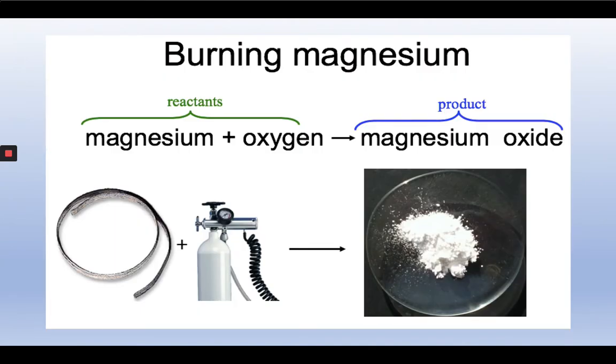So this is what happens as another example, this time looking at magnesium, when you burn magnesium with oxygen. There's magnesium ribbon there. You react it with oxygen, this is just oxygen in a canister here, and you form something called magnesium oxide. If you haven't noticed already, when a metal reacts with oxygen, it forms an oxide. These are your reactants, so these are before the arrow, before the reaction happened. And the product is magnesium oxide in this case. Magnesium and oxygen together form magnesium oxide, shown as a powder here.